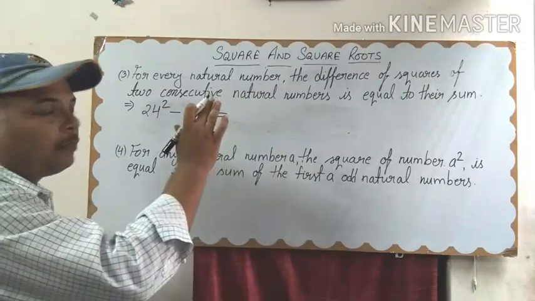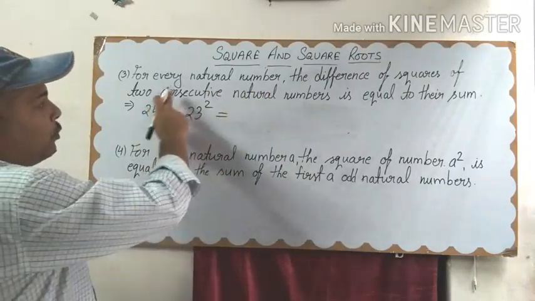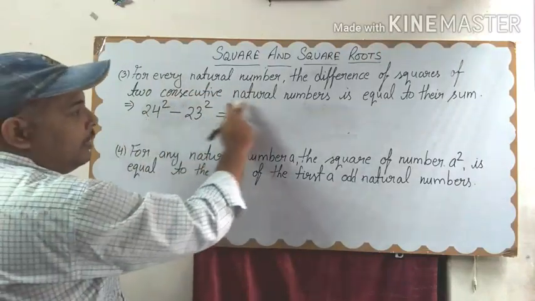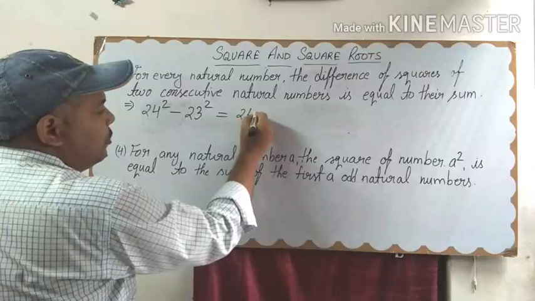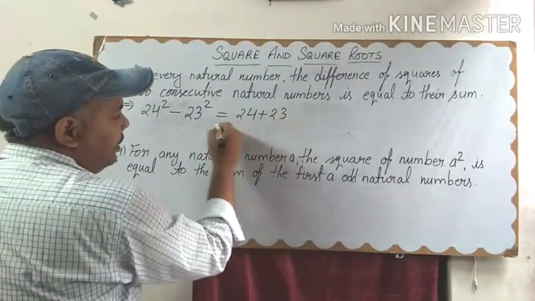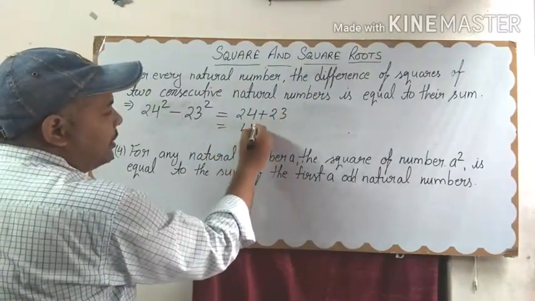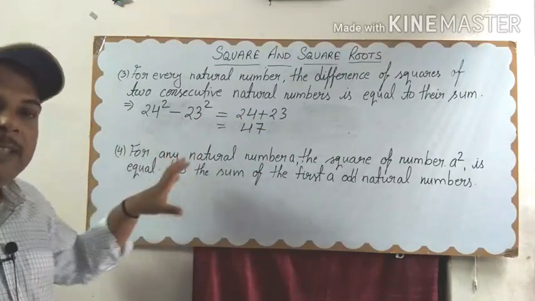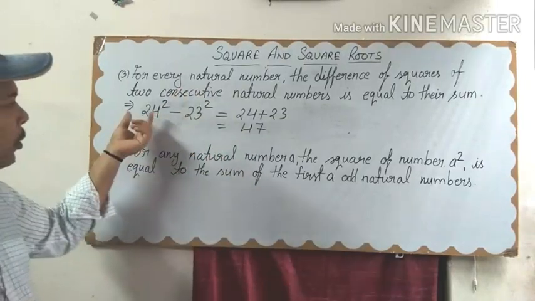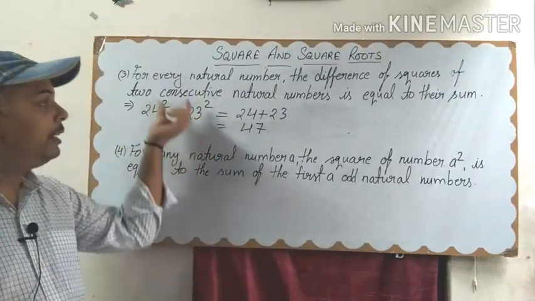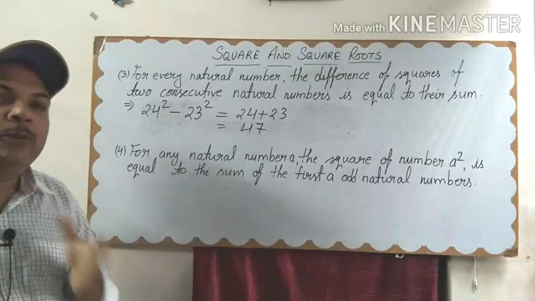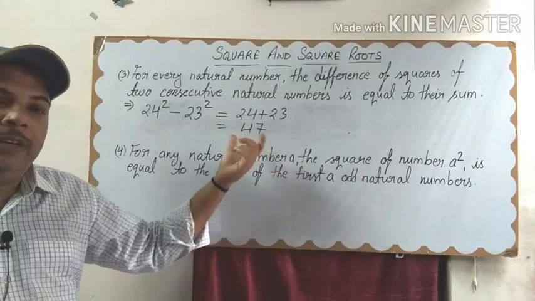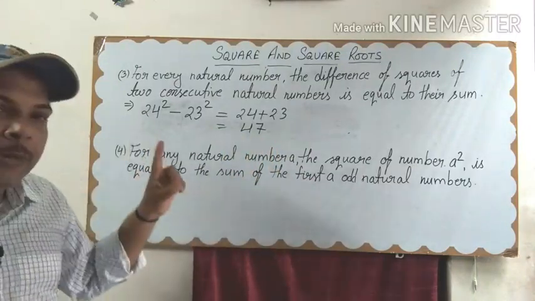What was the property? That the difference of squares of any consecutive numbers is equal to their sum, means 24 plus 23. Now if you add this, you get 47, means the answer will be 47. See how quickly it was done using the property. If we did it the other way, we would square 24, then square 23, then subtract, which would take more time. But using this property we will find the answer quickly. Clear? I hope you understand this property.